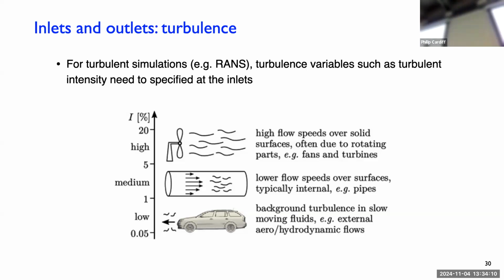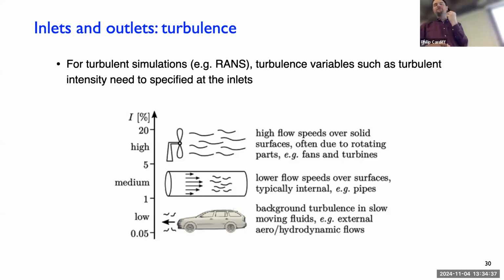So if you're a car just driving along in normal weather, typically less than 1% of the kinetic energy of the air would be this turbulence. So 1% is already starting to become medium level. If you have forced internal flows, with a lot of turbulence, then it becomes 1.5%. And if you have fans or something like that, it can go as high as 20%. So just to give you a rule of thumb.